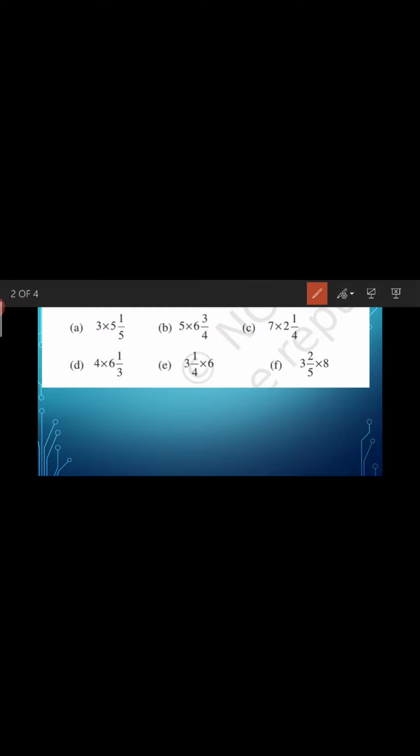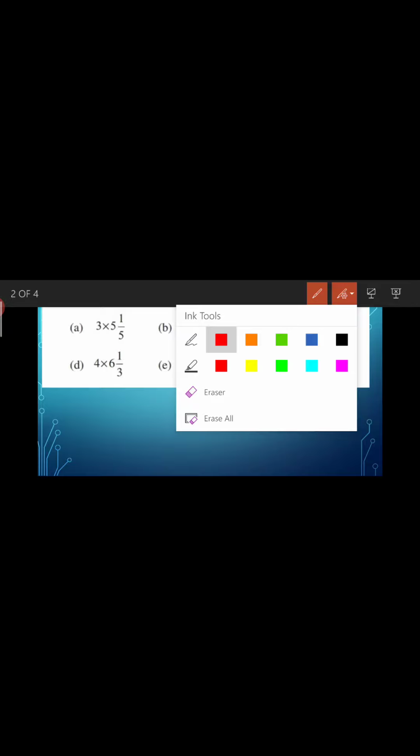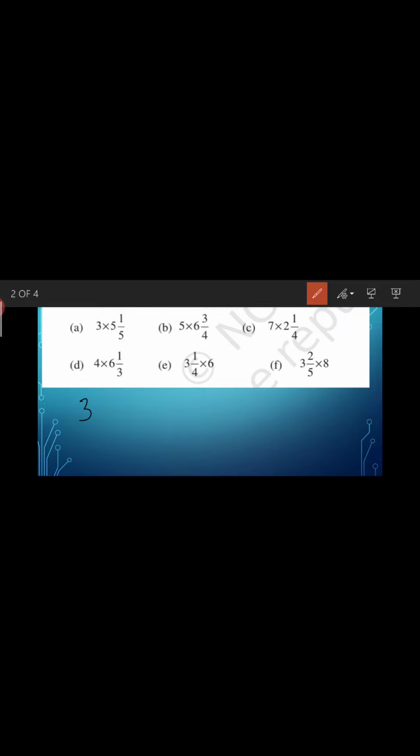Let us see. You are having here the first part, that is 3 into 5 1 upon 5. So how will you solve it? You just have to write 3 whole number as it is, and you have to convert this mixed fraction into proper fraction or improper fraction. So first what you have to do, you have to multiply 5 into 5. 5 into 5 is 25, and in 25 you have to add this one. So 25 plus 1 is 26. So here you will write 26, and denominator here was 5, so you will write here 5.